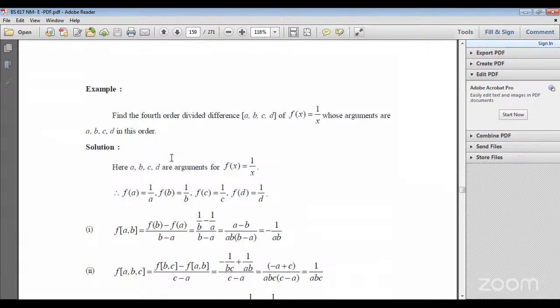So f of a, b means f of b minus f of a by b minus a. Here we take 1 by b minus 1 by a over b minus a, which is a minus b over ab times b minus a. This is a simplification: ab comes to the denominator part and a minus b is the numerator. So we can write minus 1 by ab after the simplification. Why? Because a minus b is cancelled with the minus sign, so we can write minus 1 by ab here.